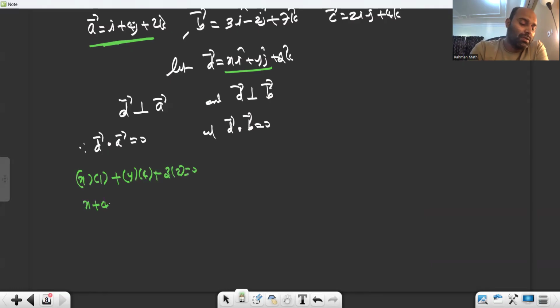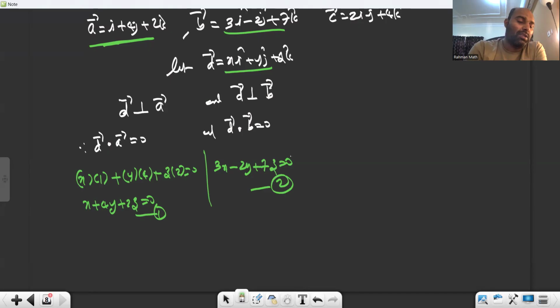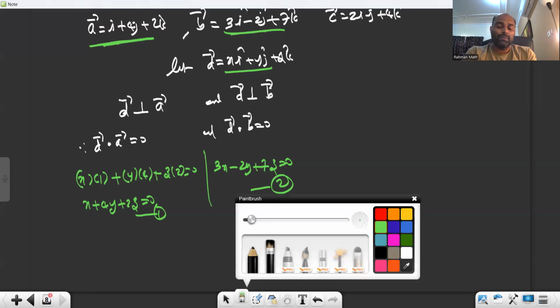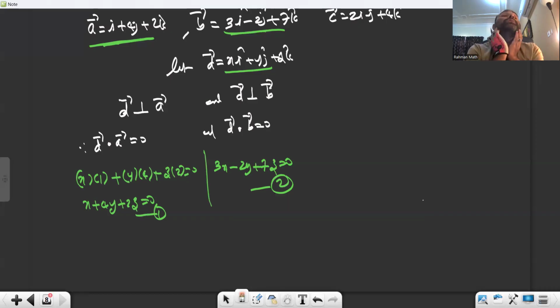So first equation, number 1. D dot B equal to 0 means 3x minus 2y plus 7z equal to 0, second equation. How do you get this? Dot product means corresponding coefficients. So you got the first equation and second equation.